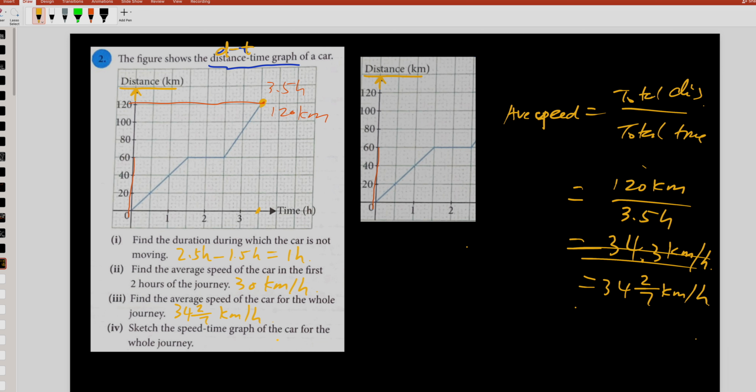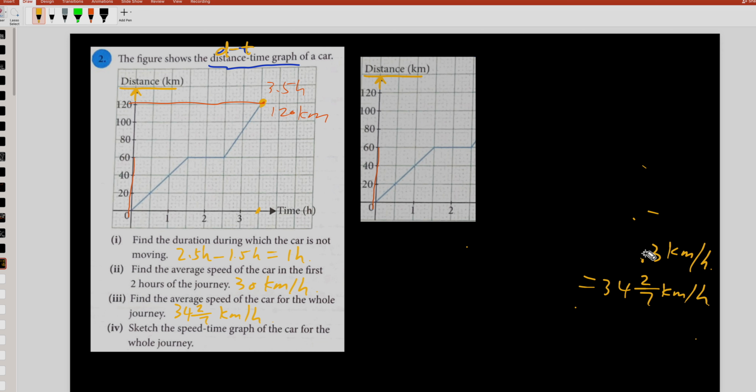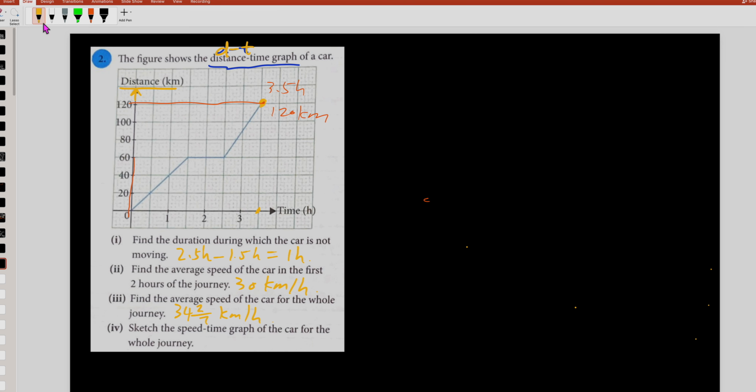Okay, so now, done for part three. They say sketch the speed-time graph. That means given this distance-time graph, now you need to convert it to a speed-time graph. How do you convert? That's what they are asking. Did we not talk about this is phase 1, this is phase 2, this is phase 3?